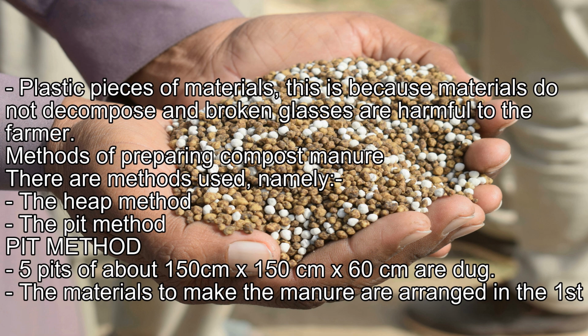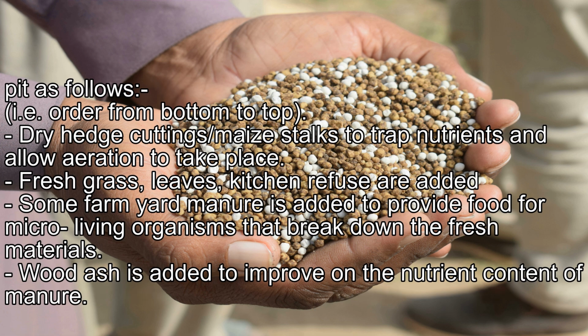Methods of preparing compost manure. There are two methods used, namely the heap method and the pit method. Five pits of about 150 x 150 cm x 60 cm are dug. The materials to make the manure are arranged in the first pit as follows, in order from bottom to top.